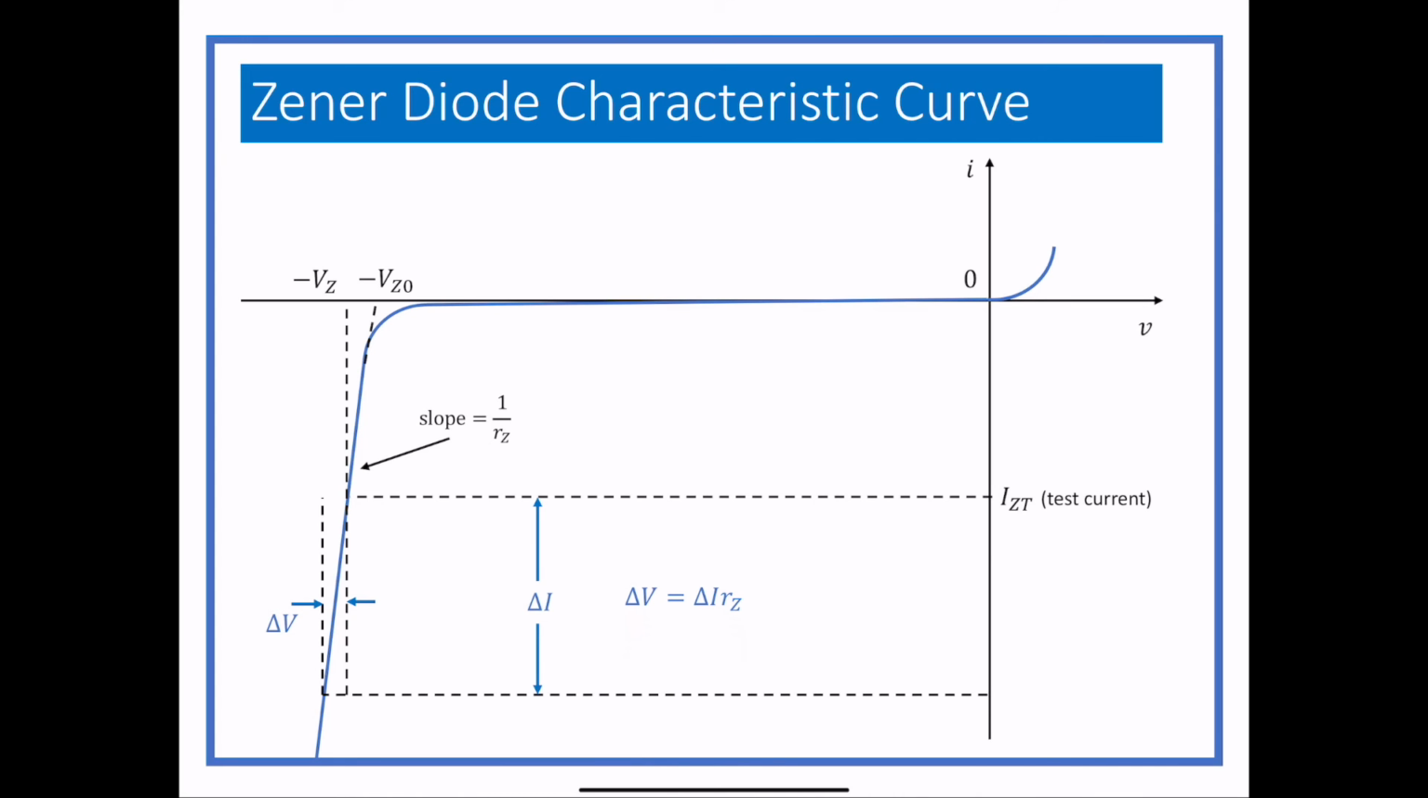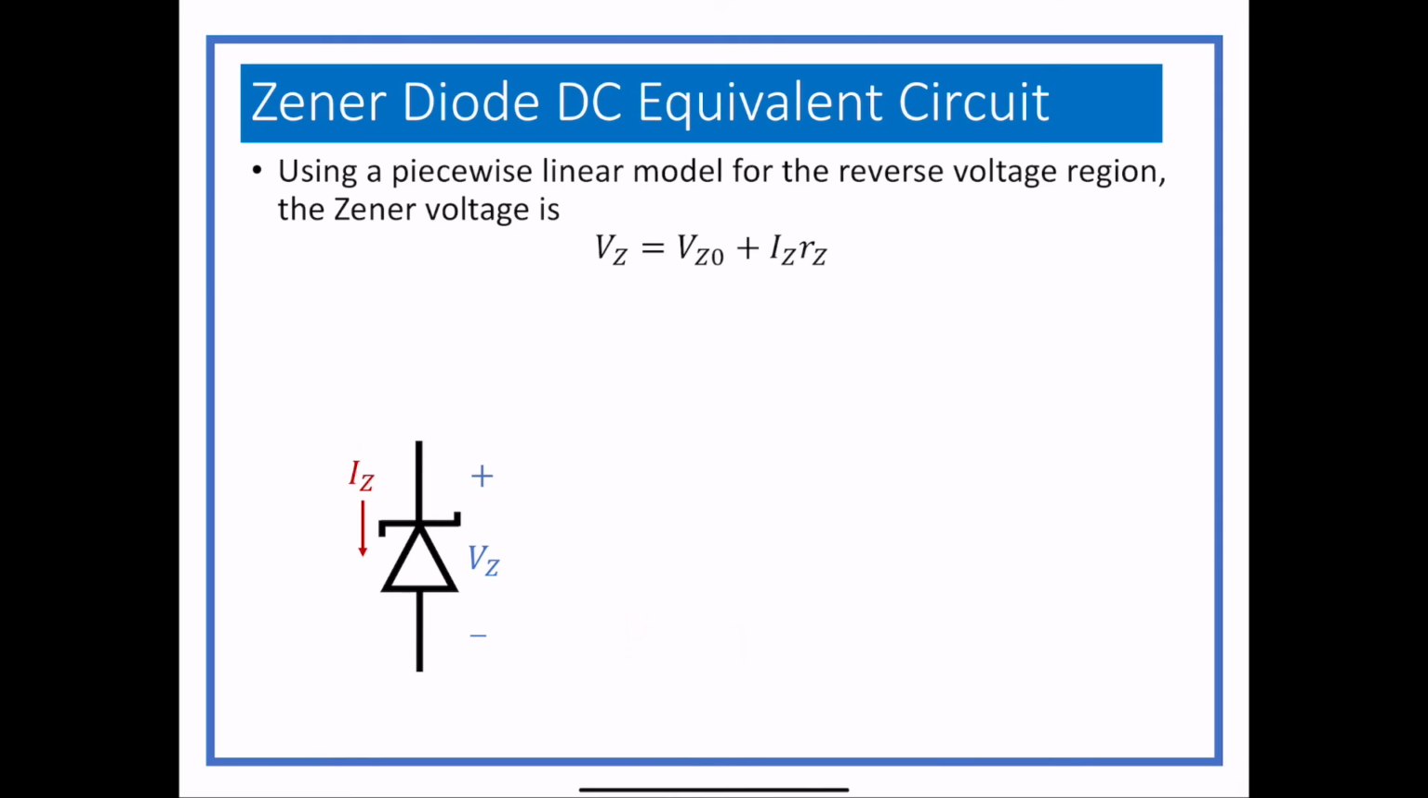So we can actually use a linear model to replace that Zener diode in reverse with an actual set of resistors and voltage sources. So what we do is we take a voltage source of the value of the minimum Zener voltage, and then we add the resistance, and the total voltage across both the source and the resistance is equal to the Zener voltage.